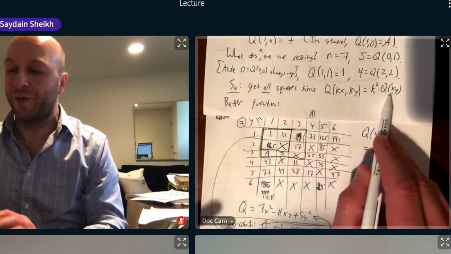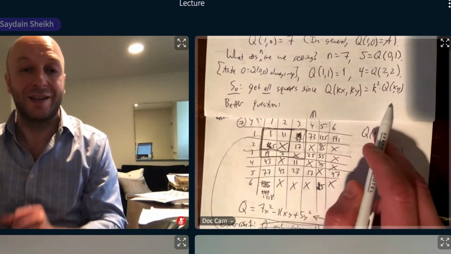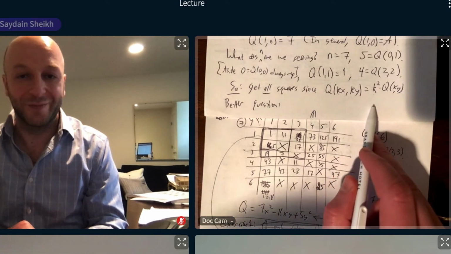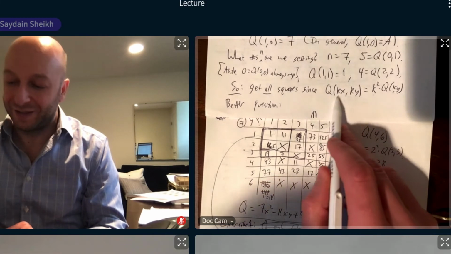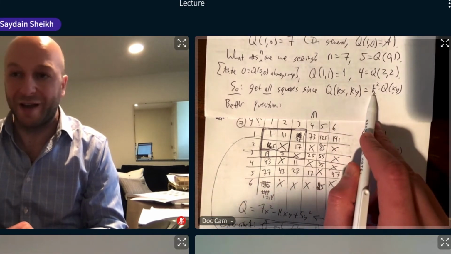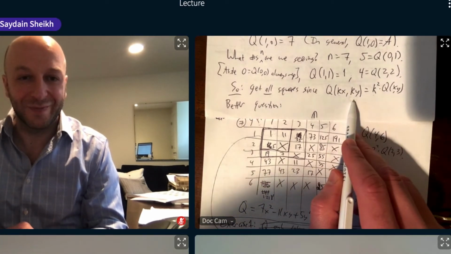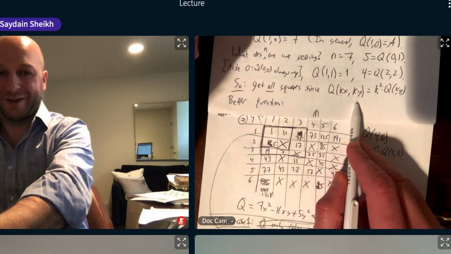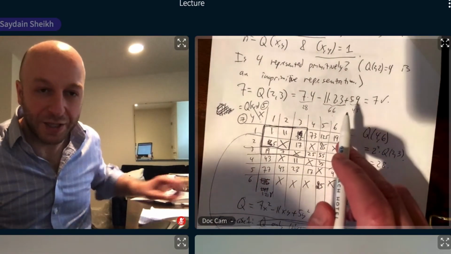So we switched from all values to only primitive values exactly because of the homogeneity of the quadratic form. It's a homogeneous polynomial of degree 2, so if x and y have a factor in common, we can pull out the square of that factor, and that'll give the value of the form. Okay? Makes sense. Great. Thank you. Let me just catch up to your questions.